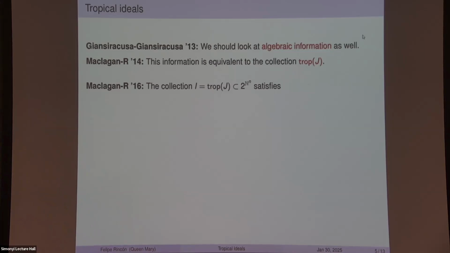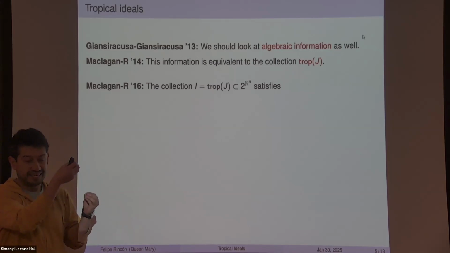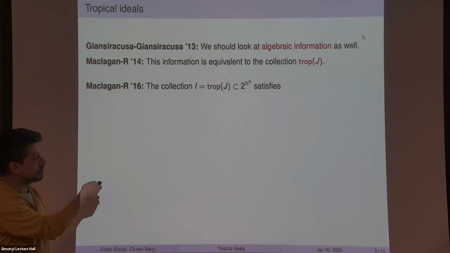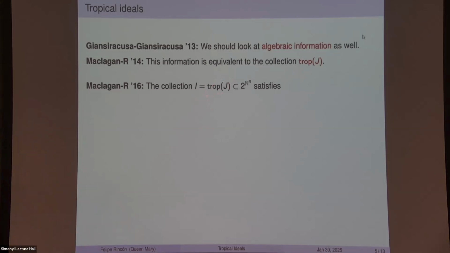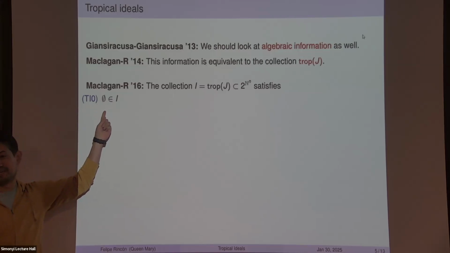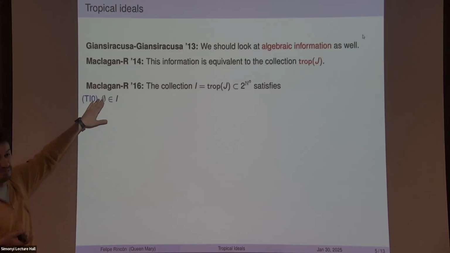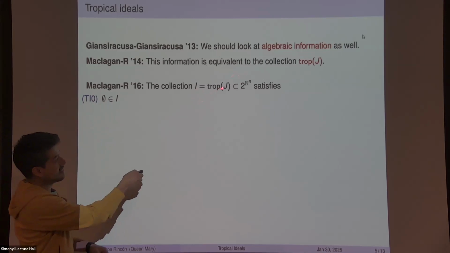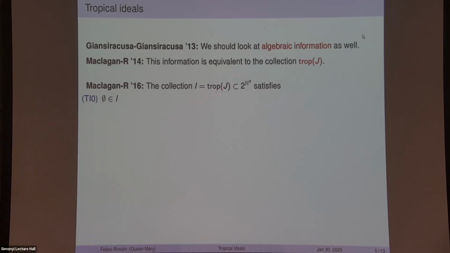And well, there are some properties that these collections satisfy, right? Not any collection of subsets of lattice points can arise as this trop J for an ideal J. So there are some properties that they satisfy. And I like doing some audience participation in my talk. So I'm going to ask you guys to come up with properties that you think this trop J satisfies. I'm going to start with the first one, which is the empty set is always there. And that's because the zero polynomial is in your ideal. So the support of the zero polynomial is set, kind of by convention, so this collection is going to have the empty subset there. Can you guys tell me other properties that these infinite collections of subsets of lattice points satisfy?